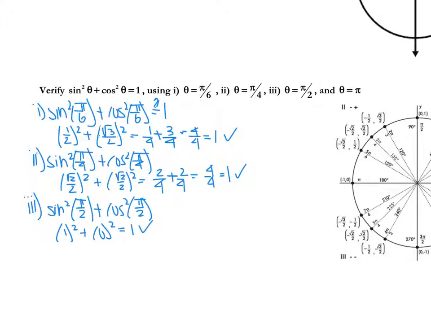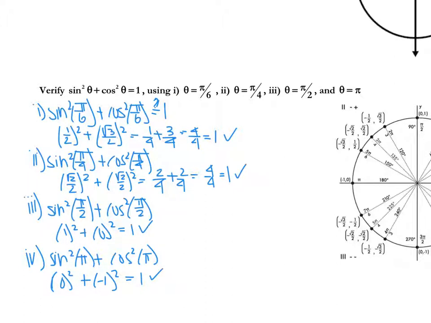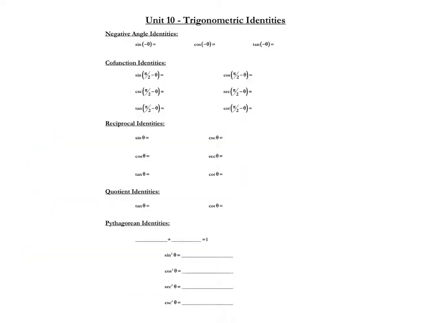That one's fast. And then the last one, we're going to do this for pi. Notice that the unit circle is over to the right for you. So at pi, it's (-1, 0). So this is going to be 0 squared plus (-1) squared, so that equals 1. So no matter where we go on the unit circle, sine squared plus cosine squared will always equal 1. All right, let's go to the next page.